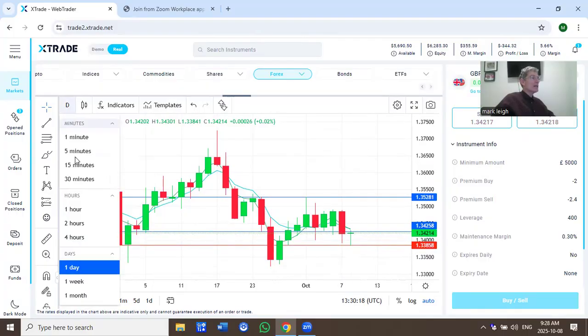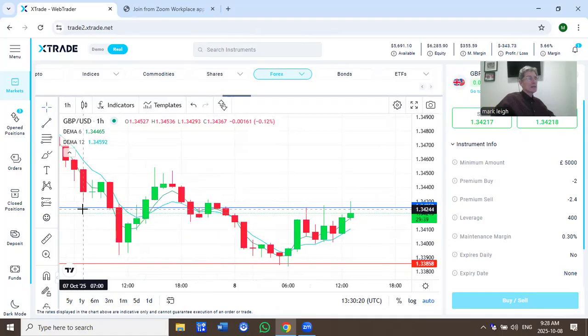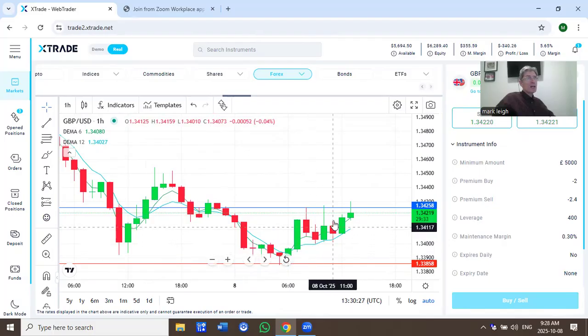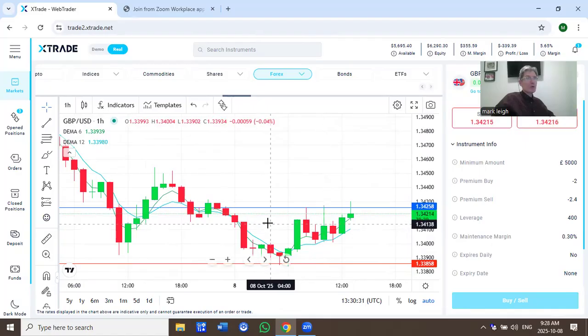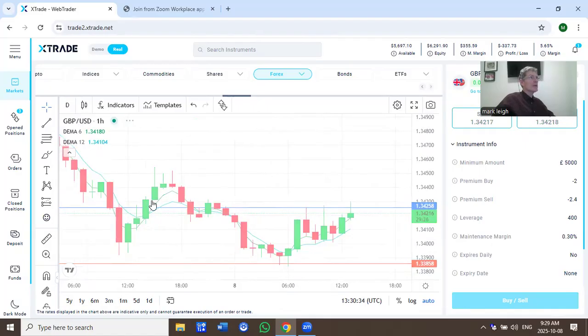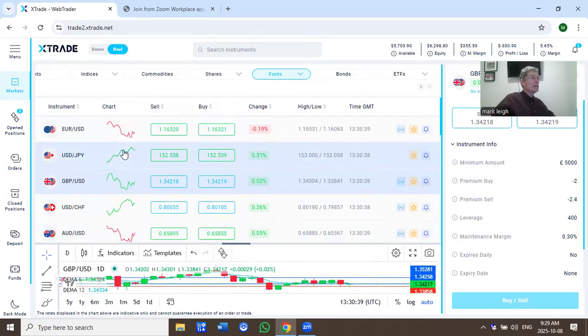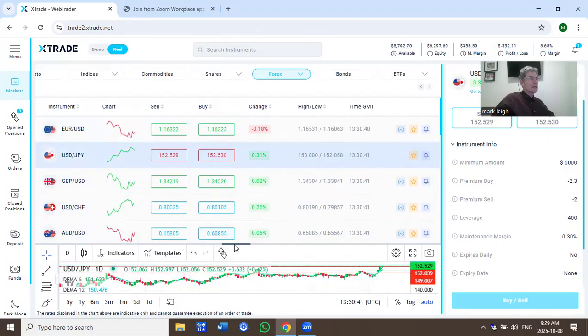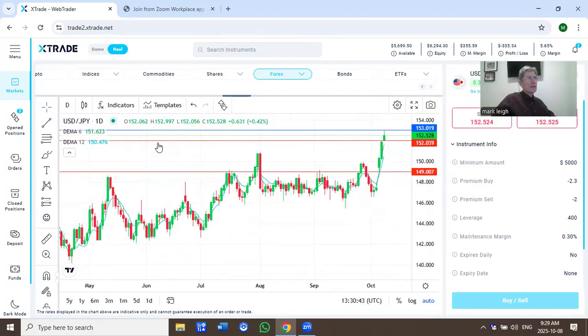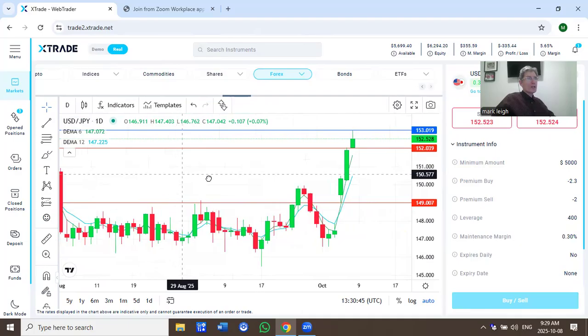Let's have a look on the hourly. There you can see the initial sell-off, and there you can see the pound fighting back, looking to test the intraday resistance at 134.25. US dollar against the yen. Also strong US dollar to start.